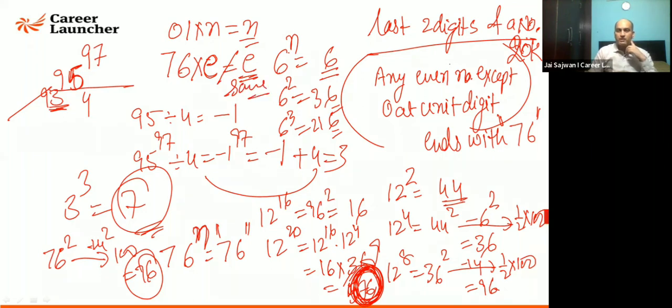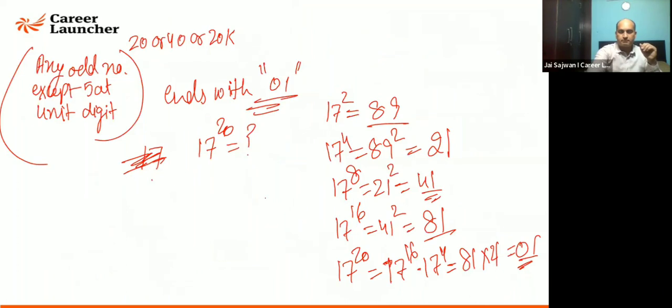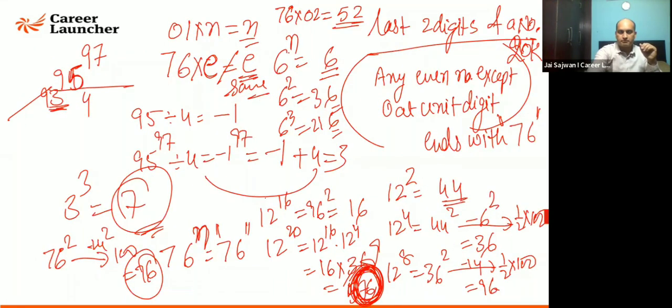Why? What is 76 into 02? That is 152. Your last digit is not 02, your last digits are 52. So the only extra thing you need to do in case of an even number is multiply it by 76 when it ends. Look at this. Ask me if there is any doubt.